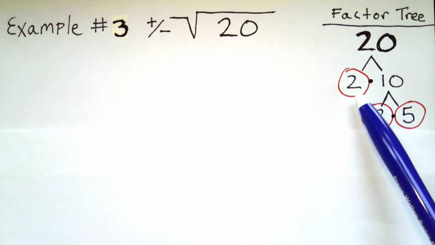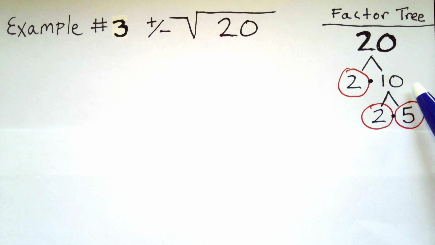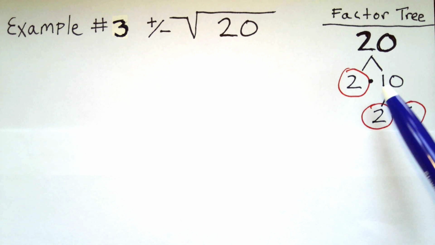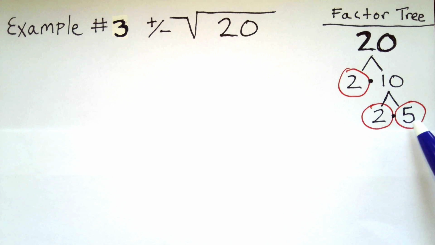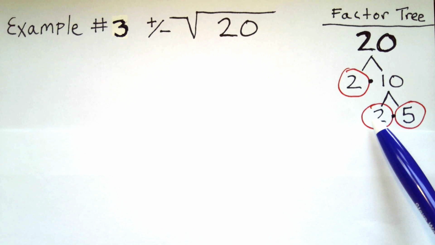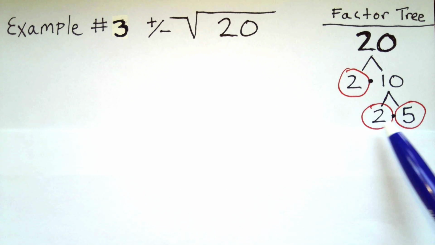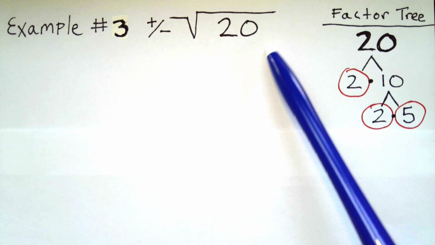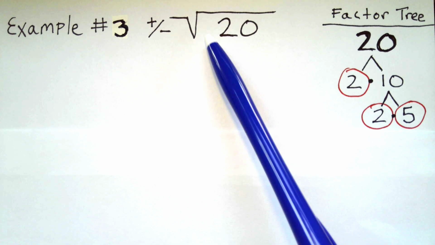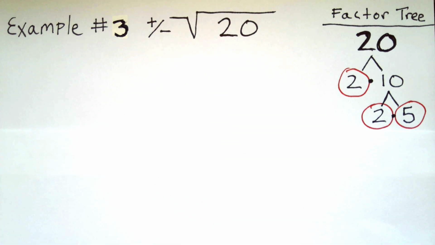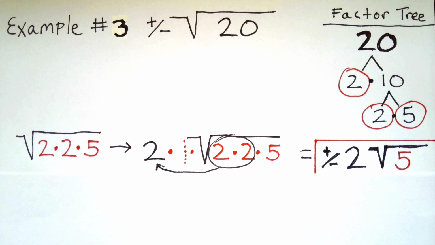Now I want to break down 10. 2 is already at its smallest form. I want to break down 10 to its smallest form. And I know 10 is 2 times 5. So 2 times 2 times 5 represents 20. I'm going to take 2 times 2 times 5, and I'm going to substitute it inside that radical for that value of 20. Okay, so you can see that here.